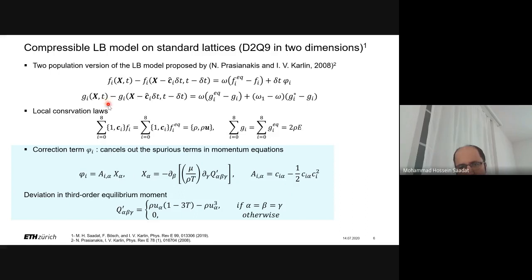The important part of this model is this correction term, phi_i, in the first population. This is the term which is responsible for canceling out the spurious terms in the momentum equations. Because as you know, with the standard lattices, we always have some deviations in the third order equilibrium moment from the Maxwell-Boltzmann moment. This deviation is something like this, and because of this deviation, we always have some spurious terms in the momentum equations. If we do Chapman-Enskog analysis, we can find those spurious terms, and then with this forcing term or correction term, we can eliminate them. So this was the model that we have used, and now we can move on to results.